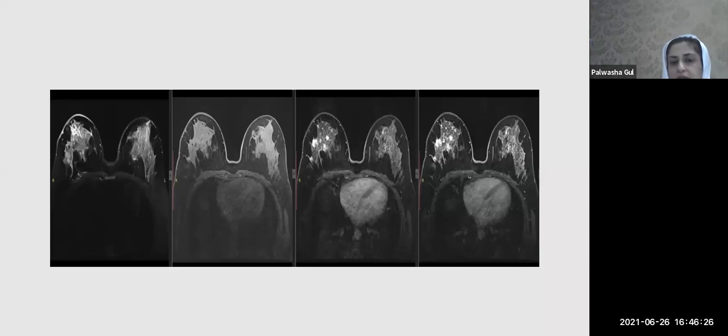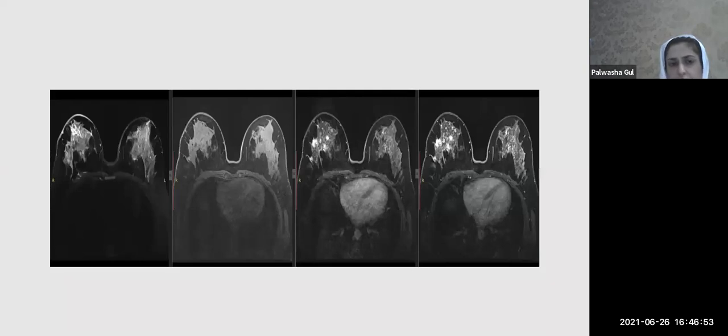But when it comes to the concept of multicentricity, as in this patient, you have so many malignant lesions which are in different quadrants. So there's no way the surgeon is going to think about breast conservation. He's going to straight away think about mastectomy. So that is the beauty of MRI, to altogether change the management of the patient.